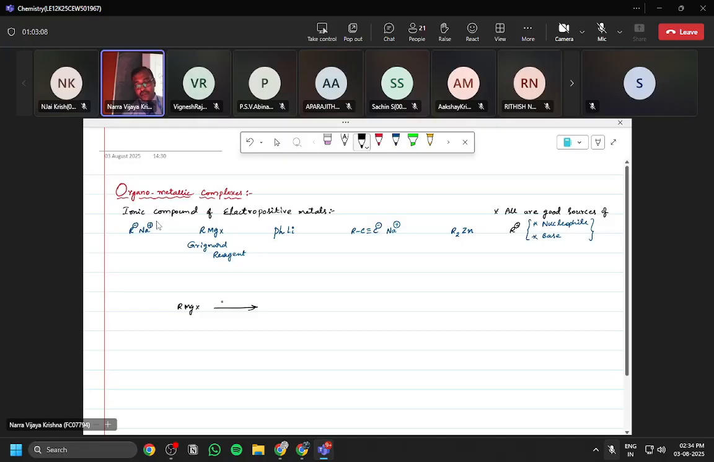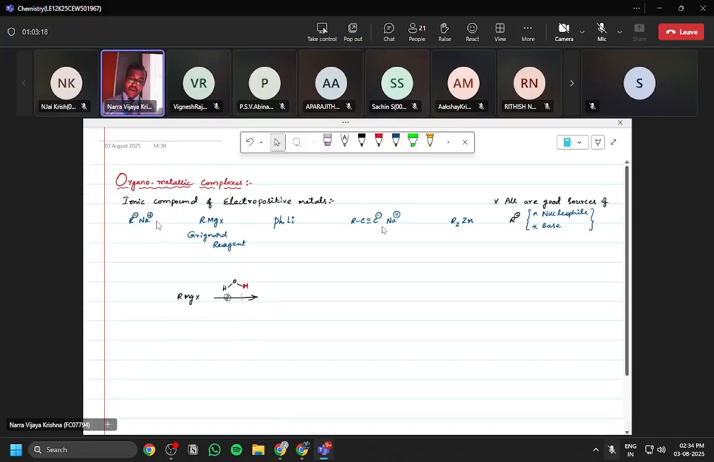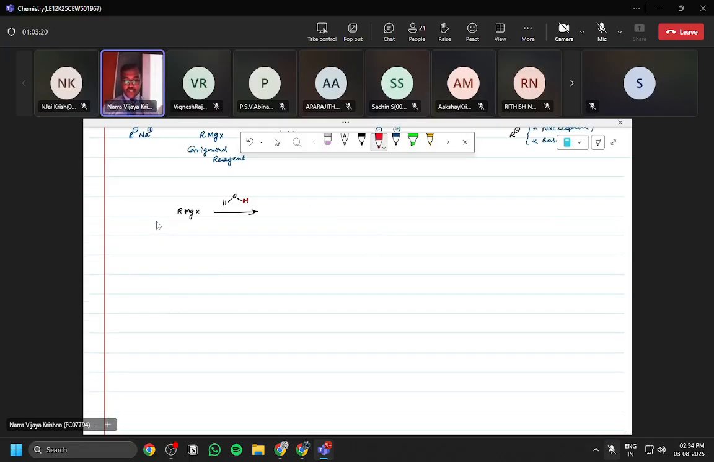Hydrogen is present on a more electronegative atom, then hydrogen will be acidic. Then R minus will behave as a base. So this R minus will take H plus to form RH, and you will get Mg, OH, XOH. Right?